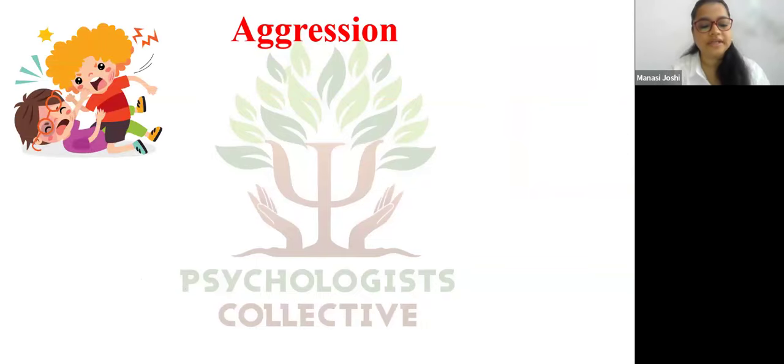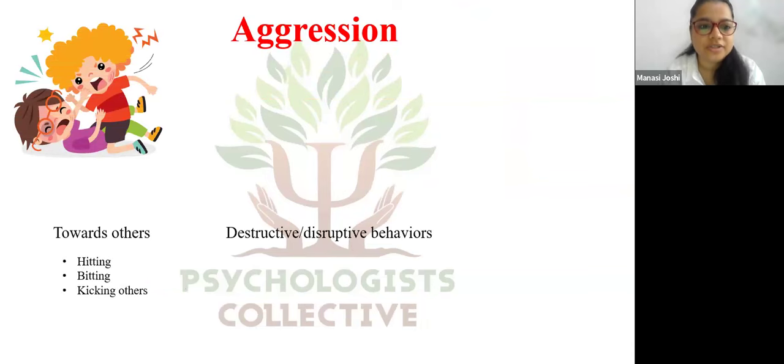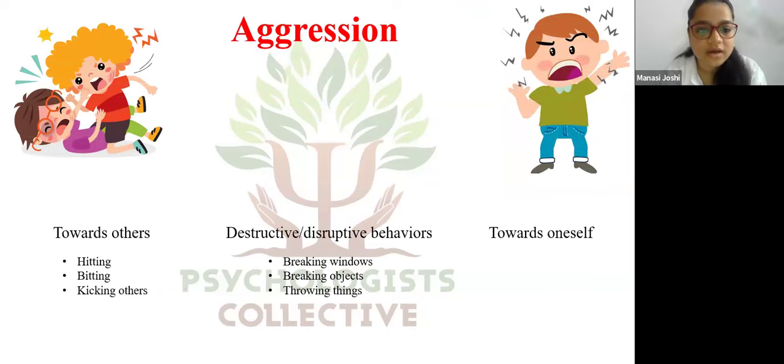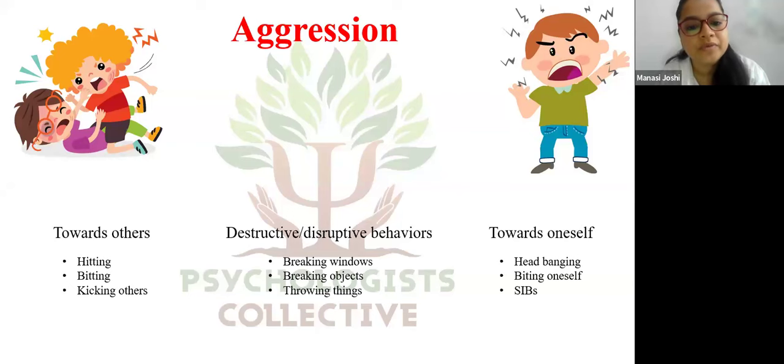When we are talking of aggression, there are three ways in which aggression can be divided. Aggression can be towards others, it can be destructive, or it can be towards oneself. In this particular case, the child is hitting others, kicking his family members and children in his school. That is the aggression directed towards others. There are also behavioral issues which are destructive and disruptive in nature, involving breaking objects, throwing things, screaming, breaking windows. The third is aggression directed towards oneself, which can involve biting or other SIBs, such as headbanging or biting oneself.